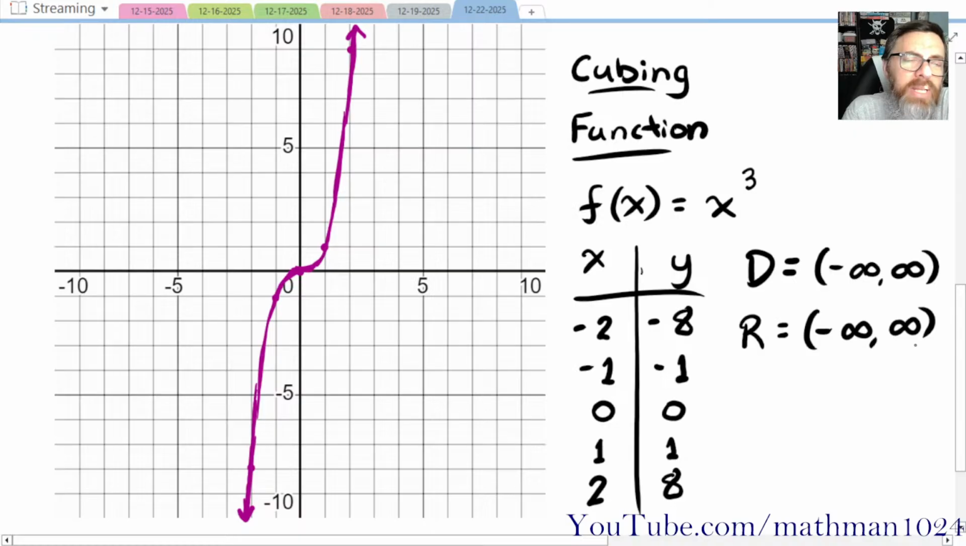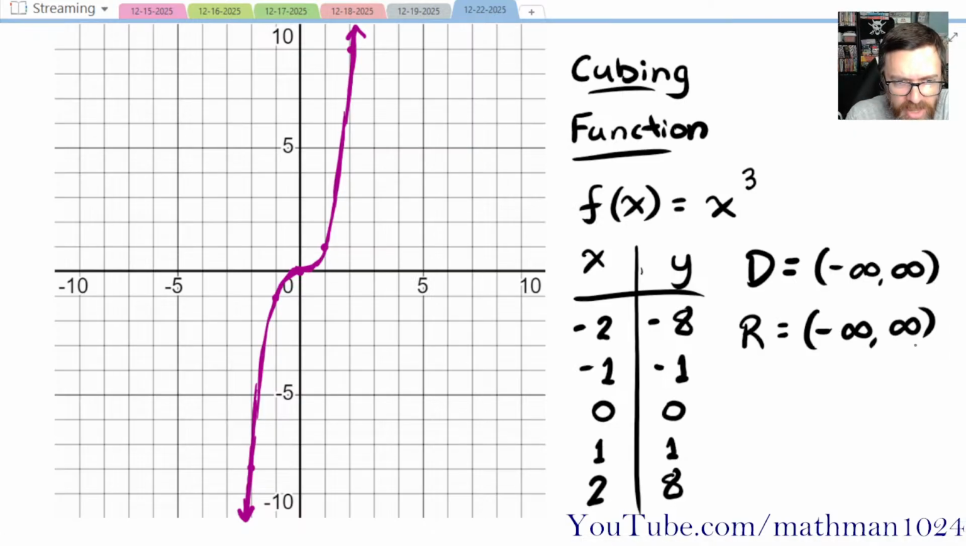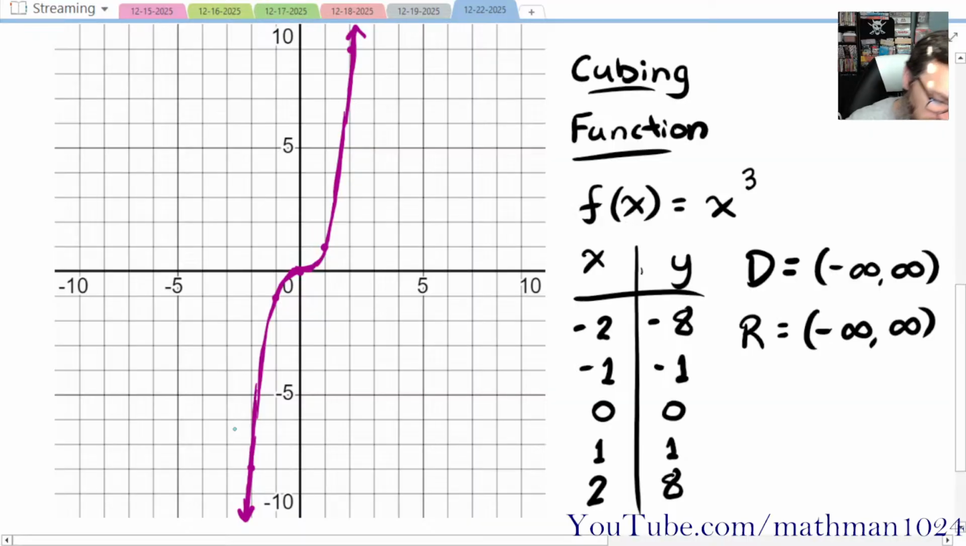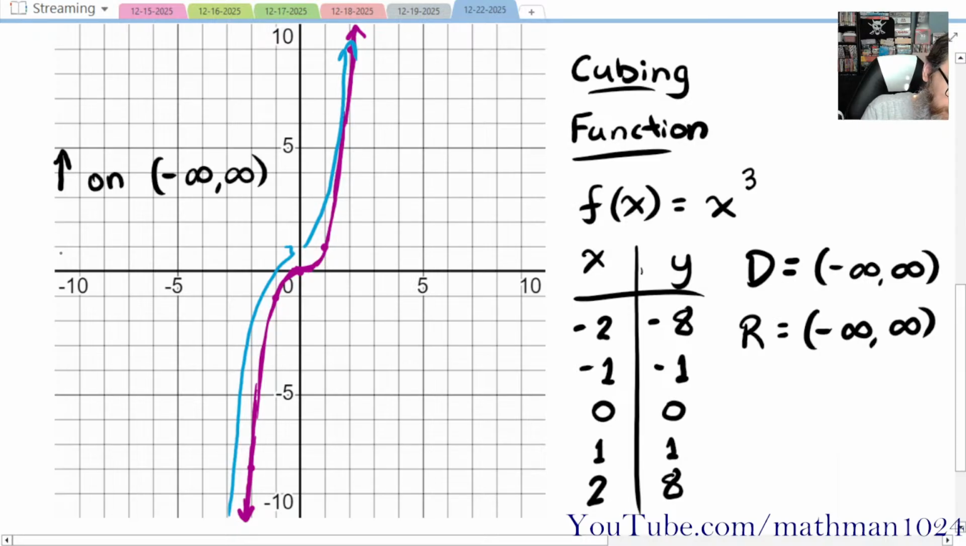But now let's talk about increasing and decreasing. If I were to take my finger and trace along this graph, what's going on? I hope that you can see that here on the left side you are going up, and you're still going up from left to right. So you are increasing over the entire domain from negative infinity to infinity, but you're decreasing nowhere.